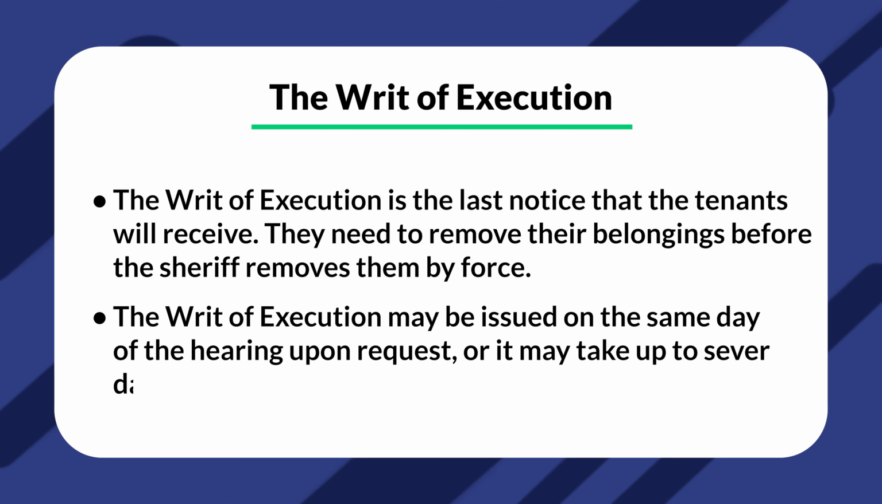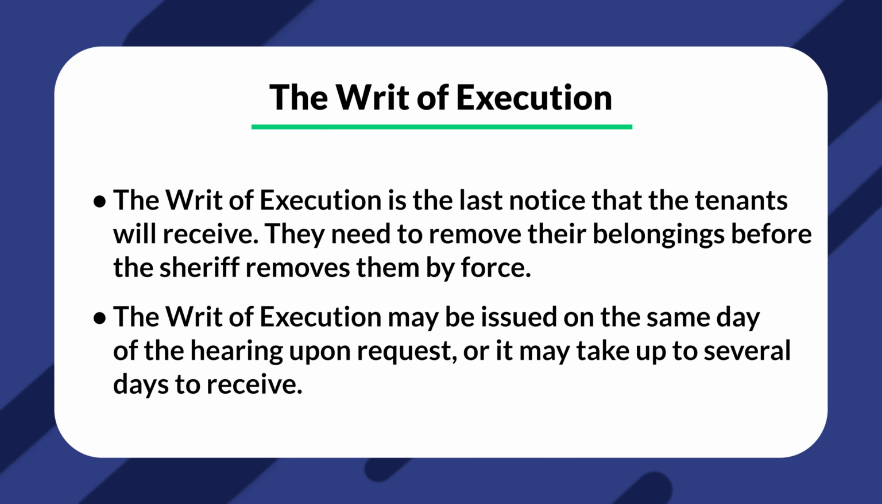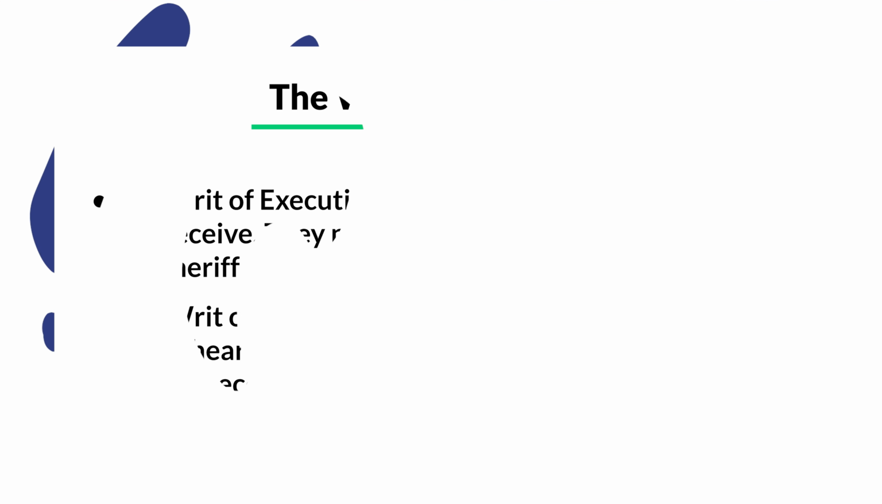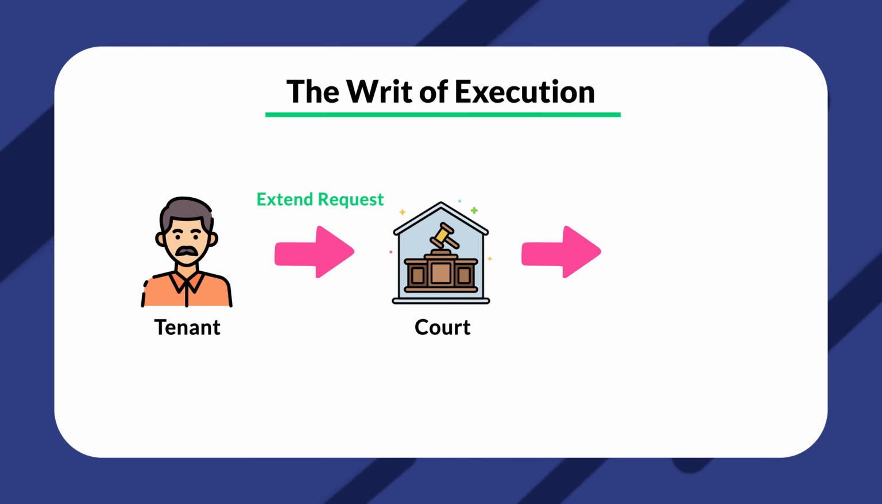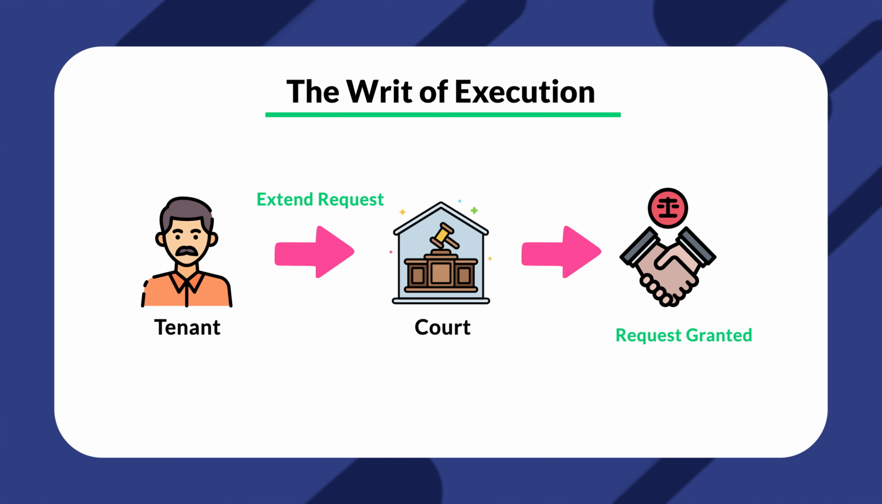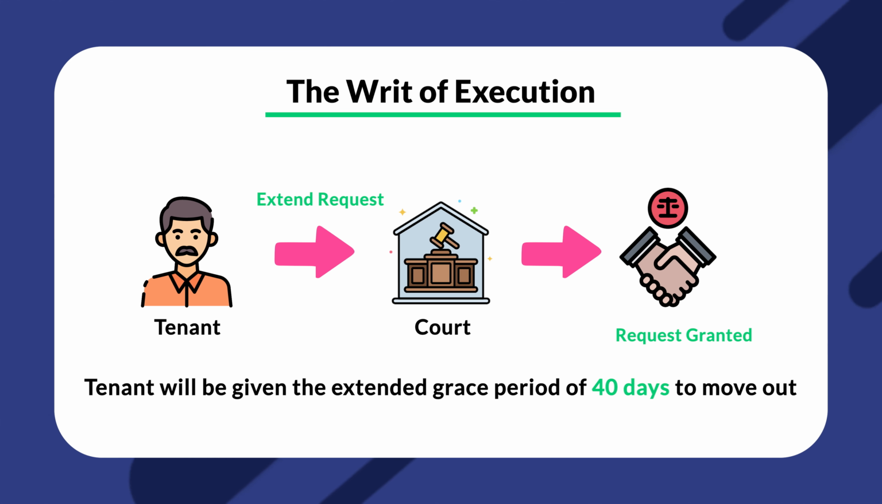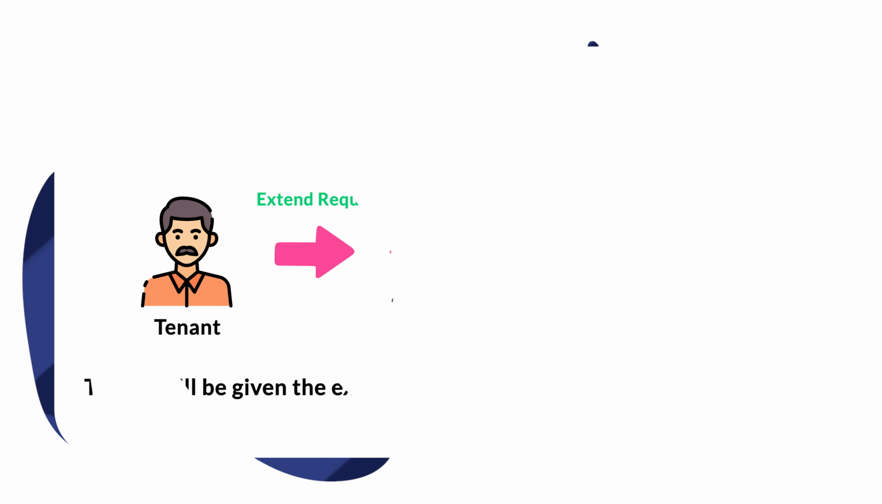The writ of execution may be issued on the same day of the hearing upon request, or it may take up to several days to receive. And tenants can appeal to extend their stay of up to 40 days if they file for a stay of execution. If the court grants their request, they will be given a grace period of 40 days to move out. After that period, they have to comply. Failure to do so may result in a forced eviction by the property sheriff.